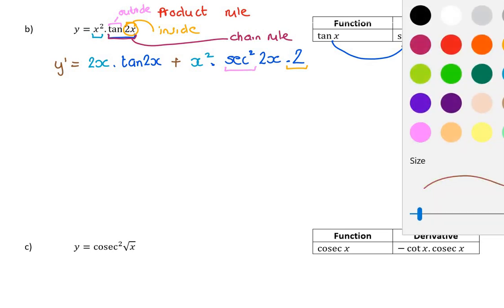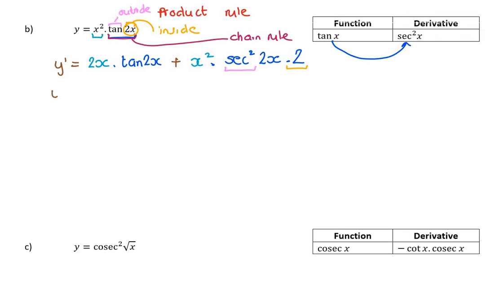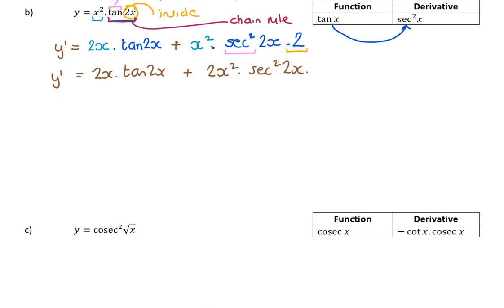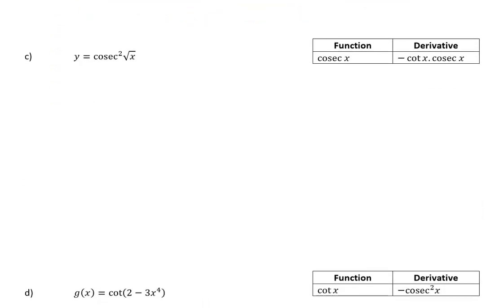Now, can I make that a little bit neater? I could maybe, it doesn't change much, but this is 2x times tan 2x, and that would probably make this 2x squared sec squared 2x. So pretty cool question. Generally, this being a product rule, but then once we got to differentiating the tan 2x, that was a chain rule in itself. So, pretty cool. Let's look at another one.